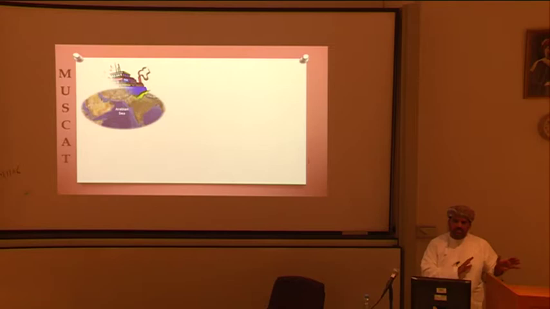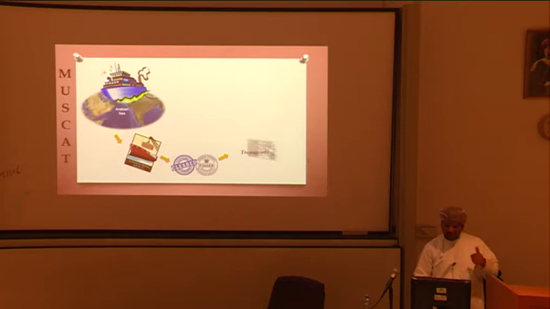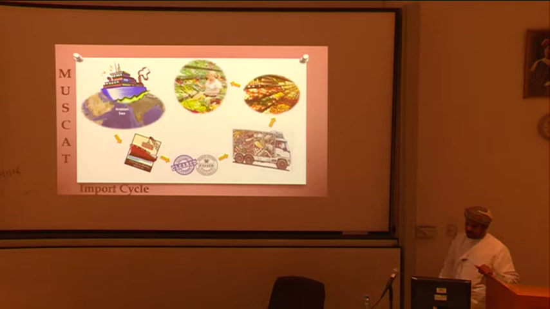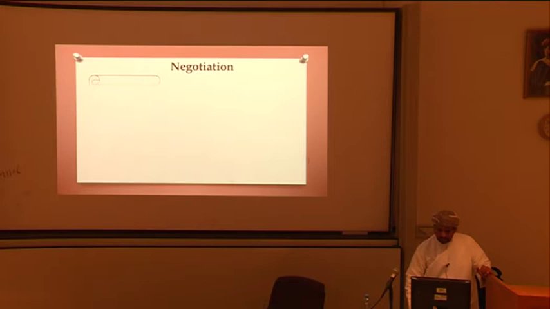But I'm perceiving it as if you are importing mangoes from India. This is at the point of destination in Oman. So the ship will arrive, then the items are unloaded, as you can see, then cleared and passed, and then the transportation until they get to the retailer. So that's in a photo style. Now, this one is the detailed one.